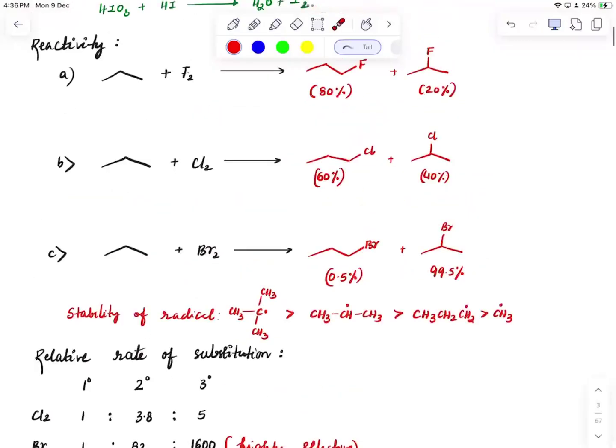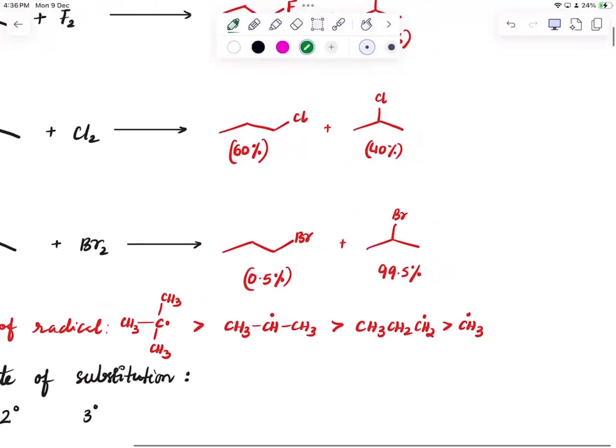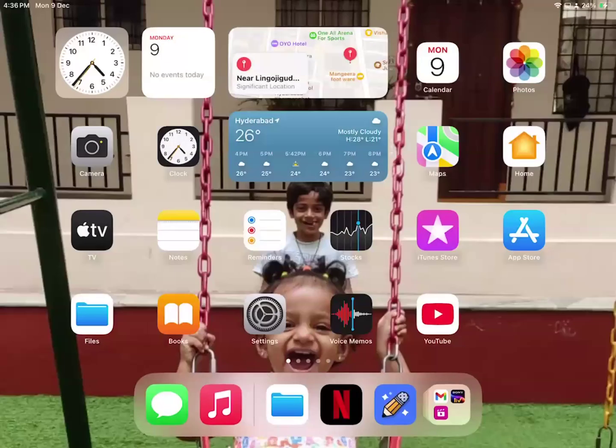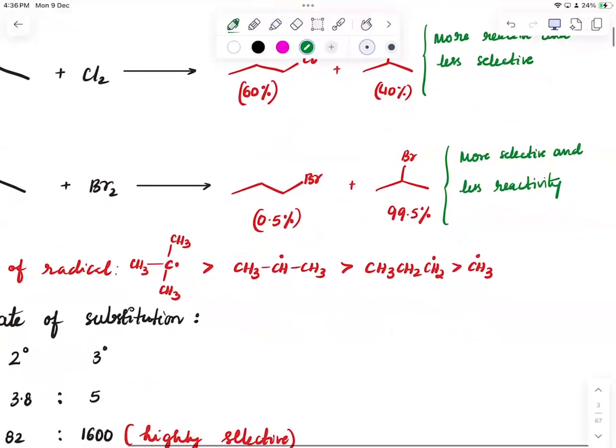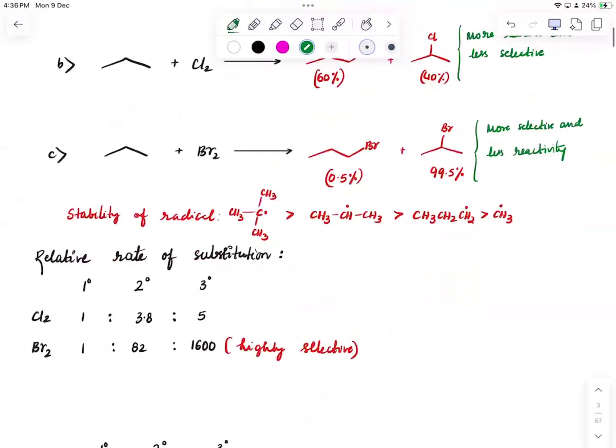That means if I compare the radical stability, since 3 degree is more stable, bromine is driving more towards this part. Okay, so from here I can make one important conclusion that chlorine is more reactive and less selective, while bromine is more selective and less reactive. Reactivity is very slow, but whatever product forms is a highly selective product.